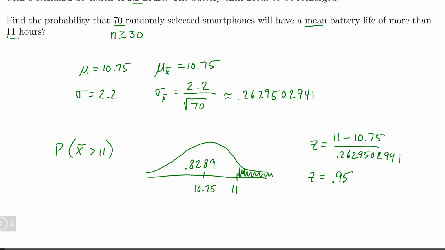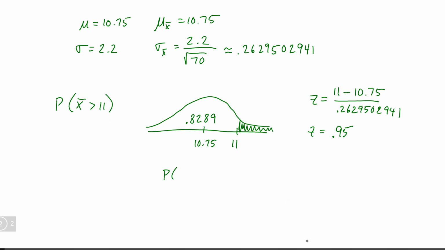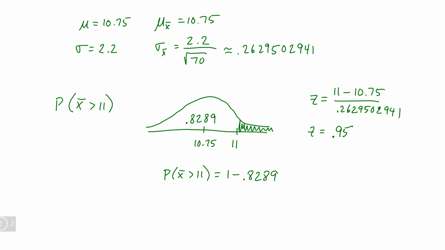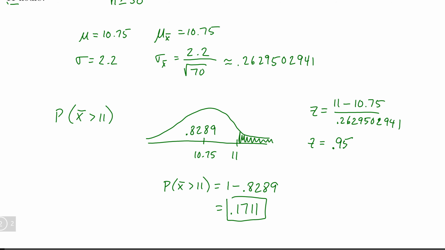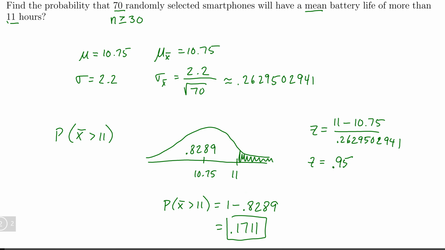Since we're looking for the shaded area, we need to again use the property that the area under the entire curve is 1. So the shaded area will be represented by 1 minus 0.8289. So we get an area of 0.1711. So this tells us that the probability that 70 randomly selected smartphones will have a mean battery life of more than 11 hours is about 0.1711.